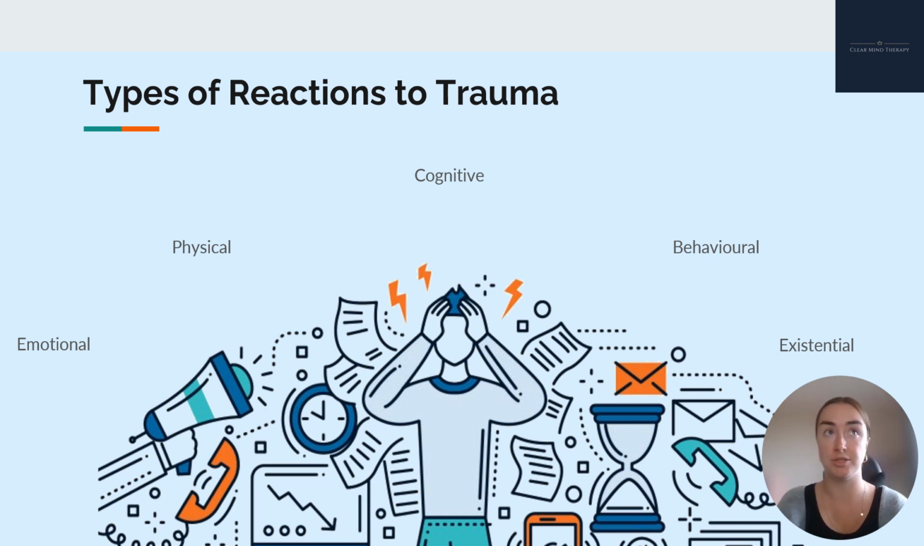So the different types of reactions to trauma can typically fall under 5 categories: emotional, physical, cognitive, behavioral, and existential. I thought I'd provide a little anecdote about my experience working in trauma and how I've seen one traumatic event significantly impact an individual's life in all of these areas.